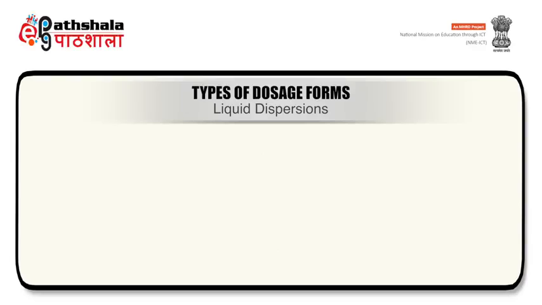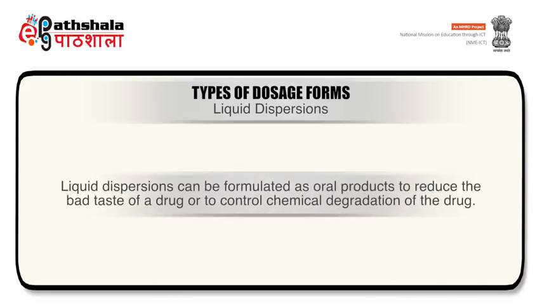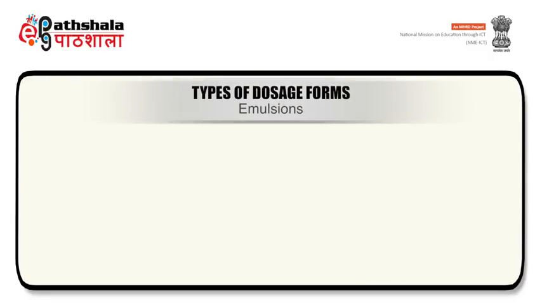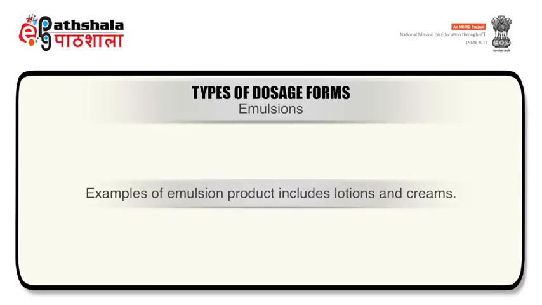Next, we discuss liquid dispersions. Liquid dispersions include dispersions of liquids in liquids, called emulsions, or dispersions of solids in liquid, called suspensions. Liquid dispersions can be formulated as oral products to reduce the bad taste of a drug or to control chemical degradation of the drug. Emulsions. Emulsions are dispersed colloidal systems consisting of two immiscible liquid phases, an aqueous phase and an oily phase, stabilized with an emulsifier. Examples of emulsion products include lotions and creams.